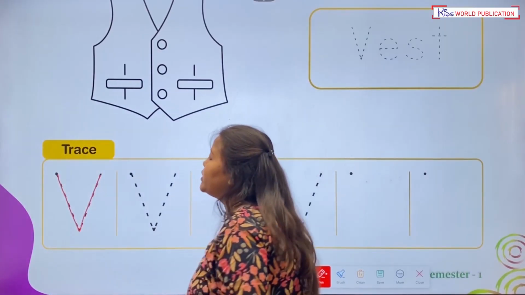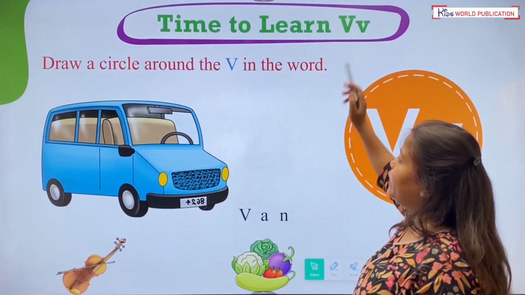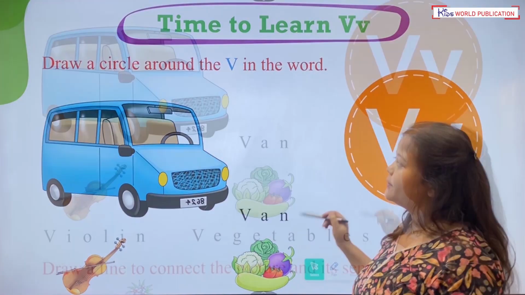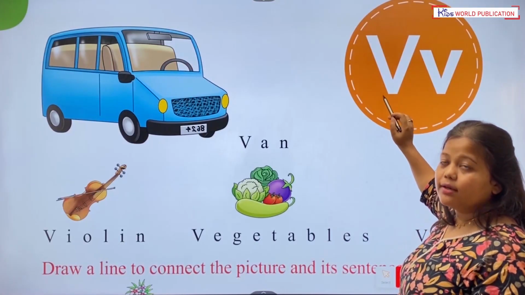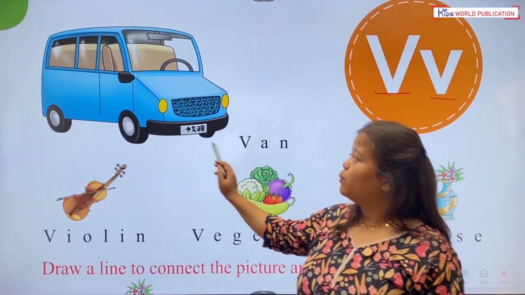This is how you will trace the letter V and complete it. Time to learn V. Draw a circle around the V in the word. So kids, this is the letter V, capital V and small v.